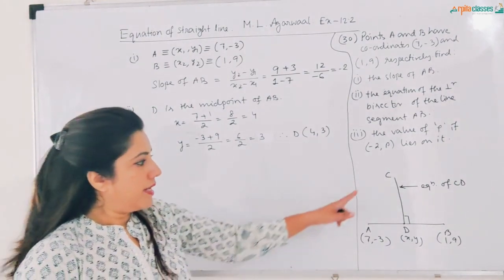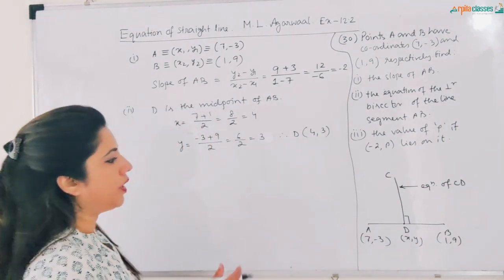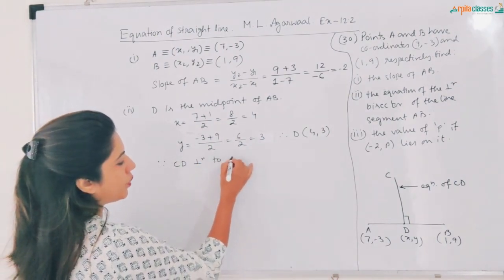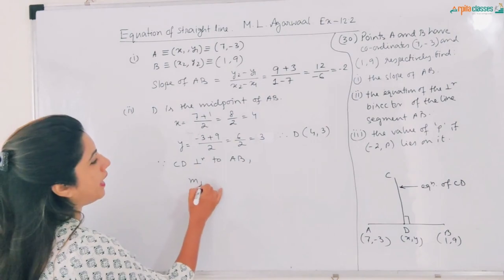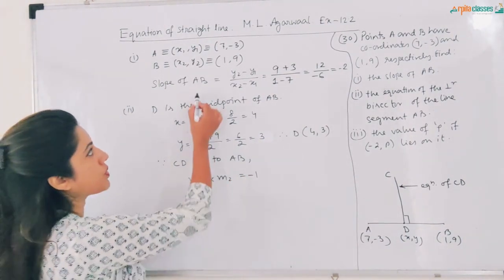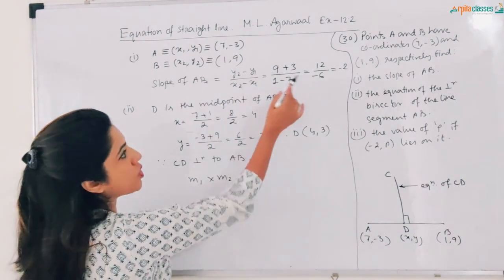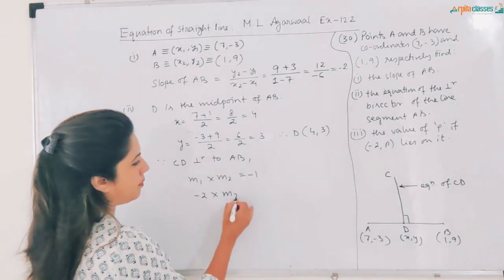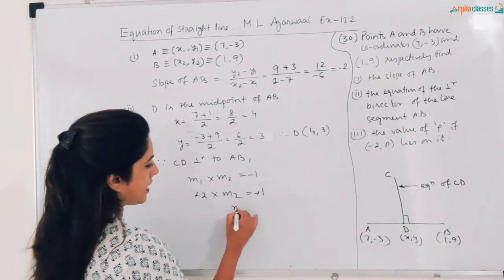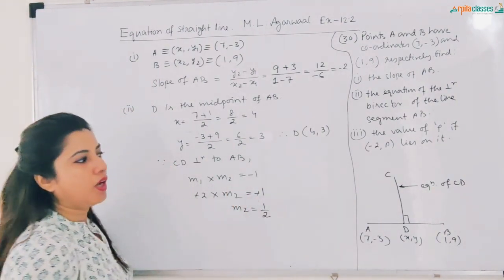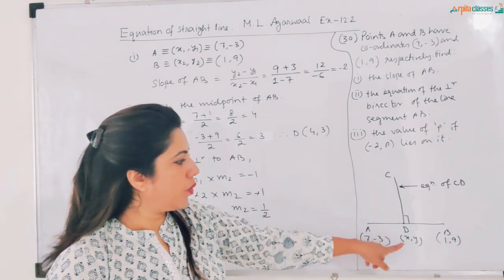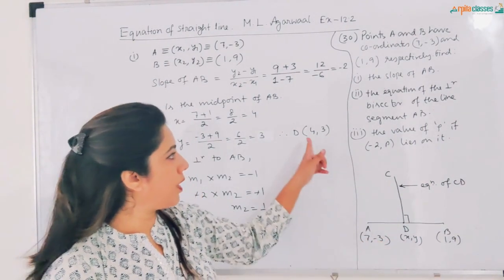Right? Now, since CD is perpendicular to AB, we get m1 into m2 is equal to -1, the product of the slopes. Now for AB the slope is -2, into m2, which I am considering the slope of CD, is -1. Minus minus cancels, m2 is equal to half. So we got the slope of CD as half, and also CD passes through this point, that is (4, 3).